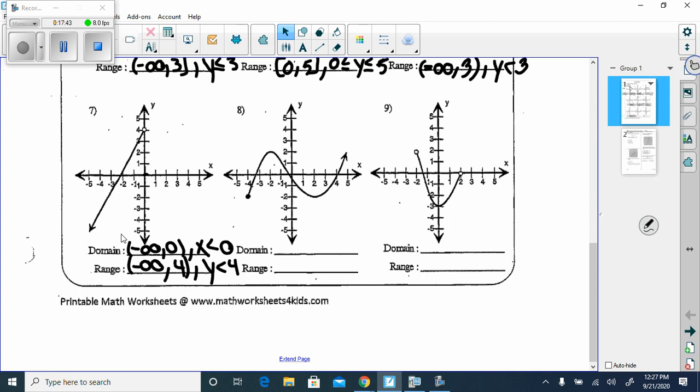All right. Number 8. How far to the left did I go on number 8? -4. How far right do I go? Infinity, right, because that arrow is taken off.